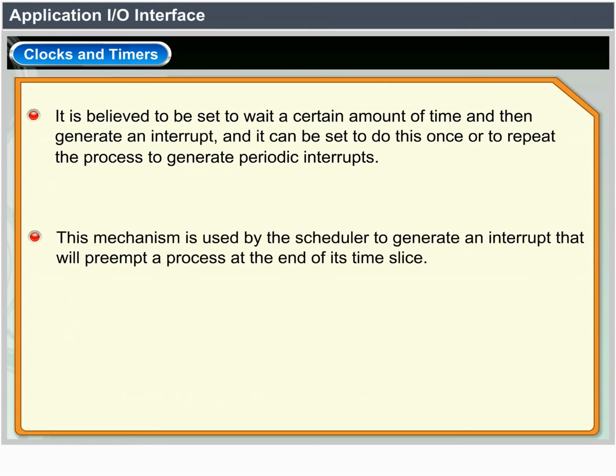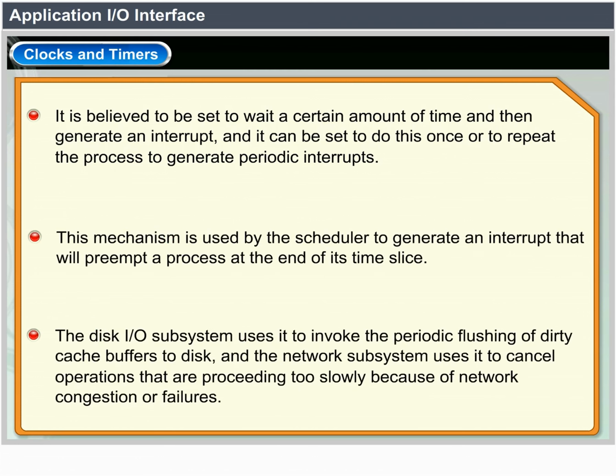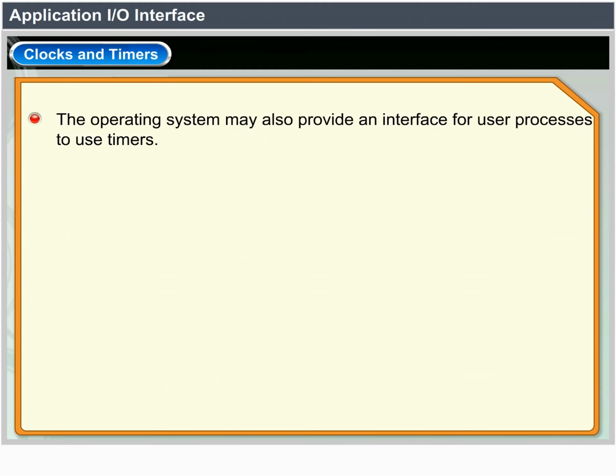The scheduler uses this mechanism to generate an interrupt that will preempt a process at the end of its time slice. The disk input-output subsystem uses it to invoke the periodic flushing of dirty cache buffers to disk, and the network subsystem uses it to cancel operations that are proceeding too slowly because of network congestion or failures. The operating system may also provide an interface for user processes to use timers.